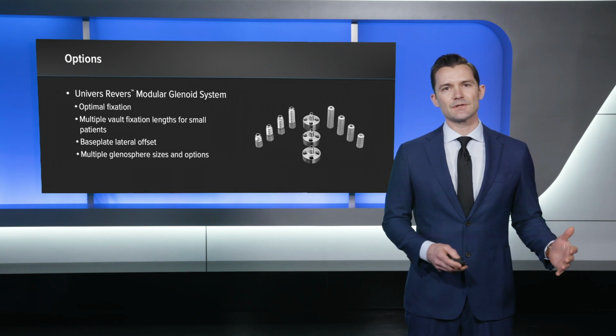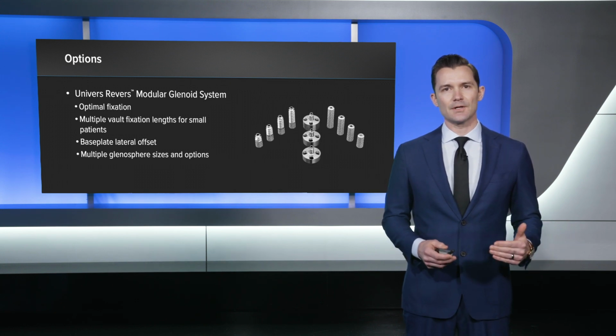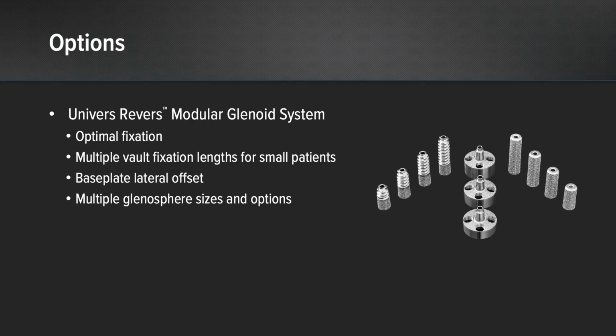So the modular glenoid system allows us to adapt our implants to our patients. The optimal fixation can be chosen by the surgeon, whether that's a post or a screw. We have different lengths of the central fixation. In this patient, we chose a 20mm screw. This can be a 15 monoblock screw, all the way up to a 35 screw if you need to place a bone graft for certain patients.